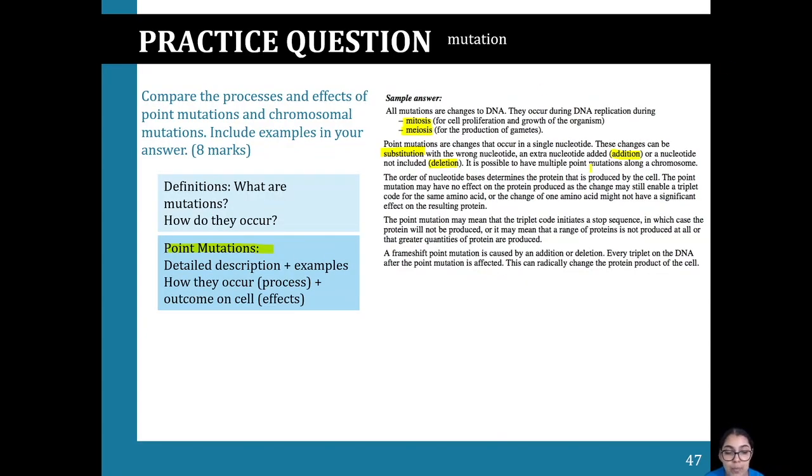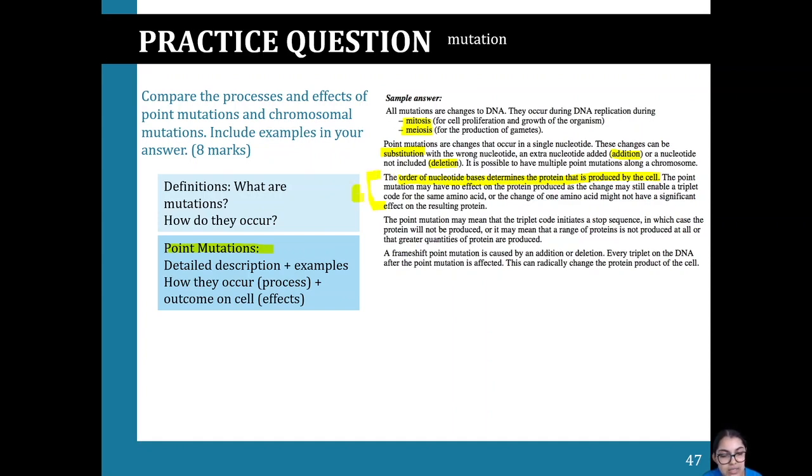It is possible to have multiple point mutations along a chromosome. The order of nucleotide bases determines the protein that is produced by the cell. So we actually link this back to the effect. We have to talk about what is actually happening here. The point mutation may have no effect on the protein being produced, as the change may still enable a triplet code for the same amino acid, or change of one amino acid might not have a significant effect on the resulting protein. Can you identify which type of effect they're talking about here? It may have no effect, so they're talking about the silent effect here.